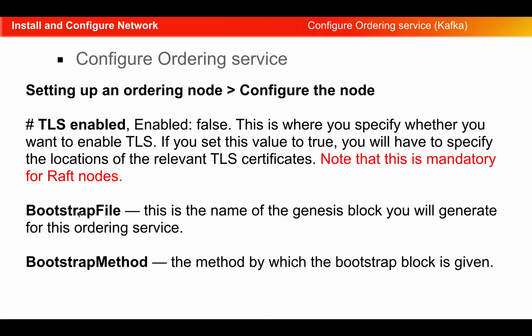Then you have the property BootstrapFile. This is the name of the Genesis block you will generate for the ordering service. Then you have BootstrapMethod. This is the method by which the bootstrap block is given.